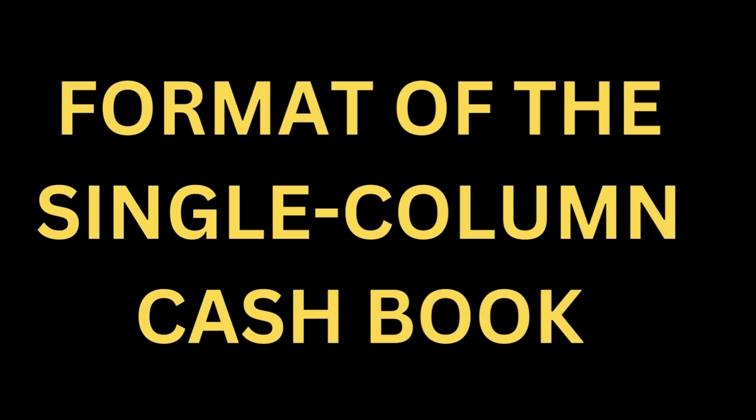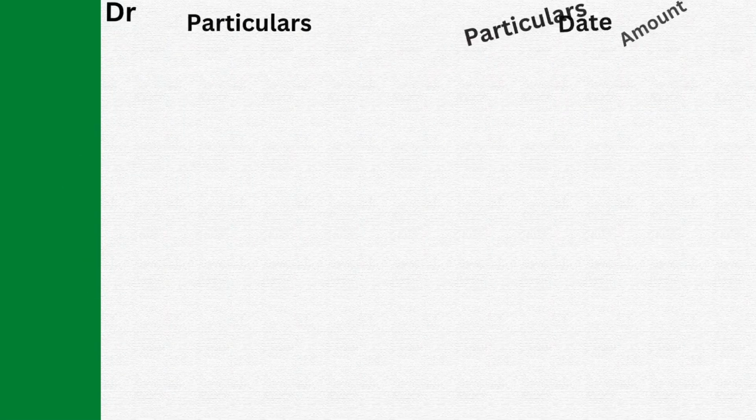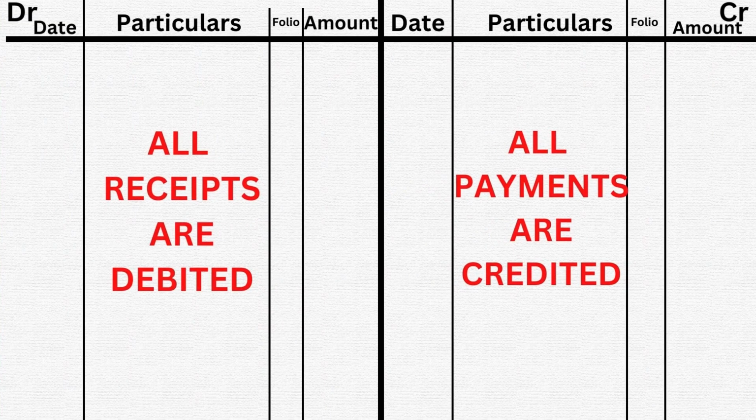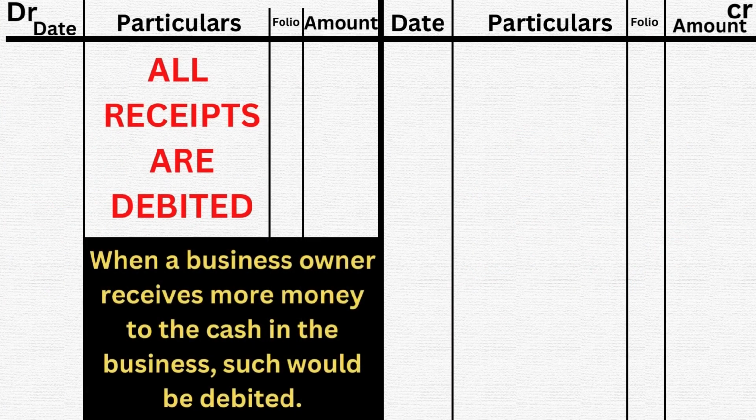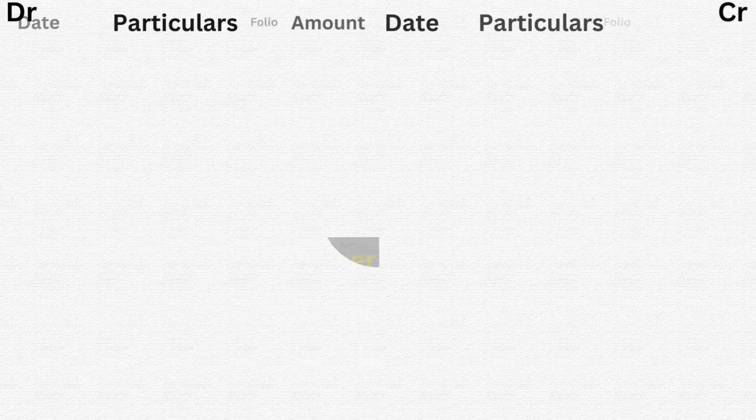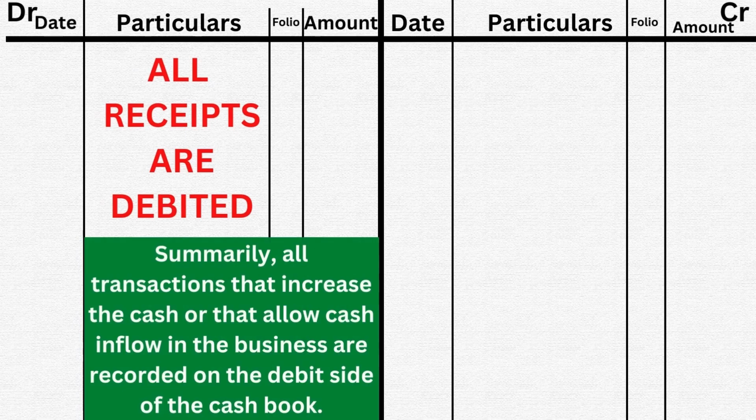It is time to give the format of single column cash book. The basic rule for cash book are that all receipts are debited while all payments are credited. Let's talk about the debit side first. When the business owner receives more money into the cash in the business, such will be debited. That is, all cash transactions received are debited. Summarily, all transactions that increase the cash or that allow cash inflow in the business are recorded on the debit side of the cash book.